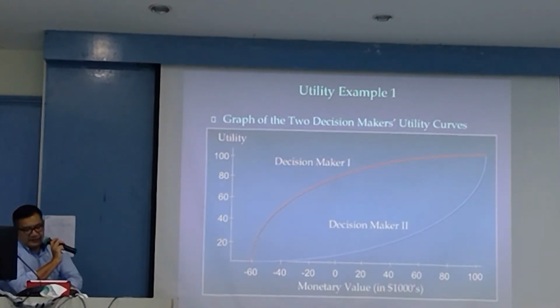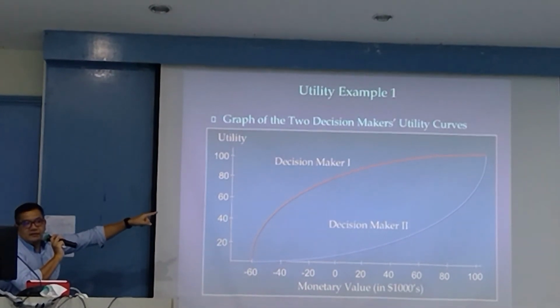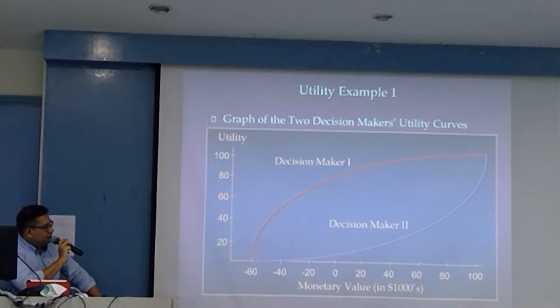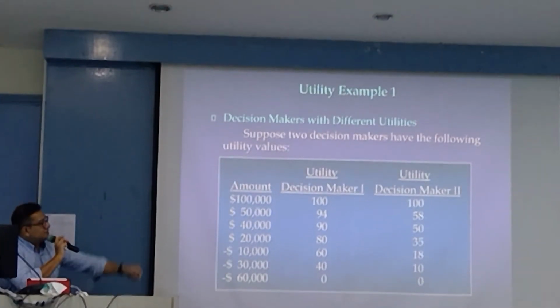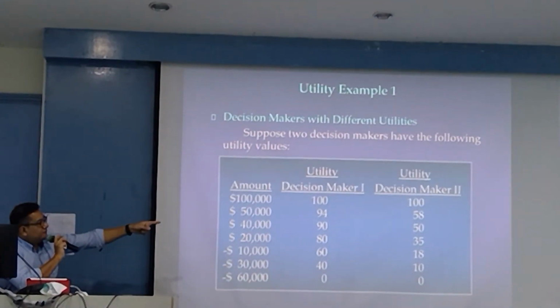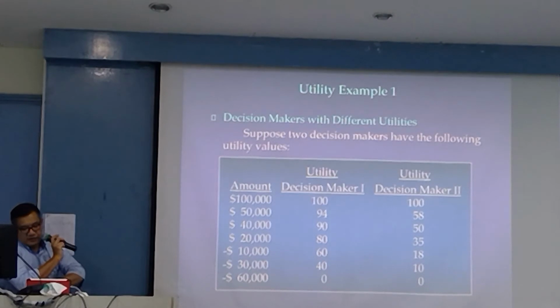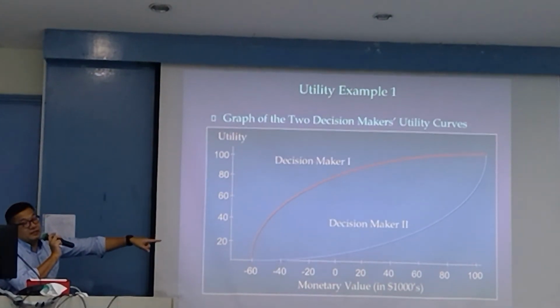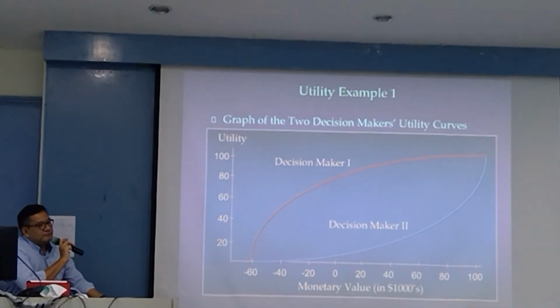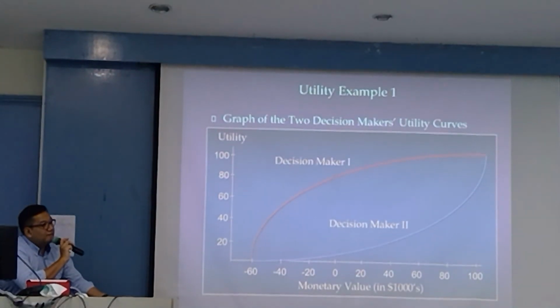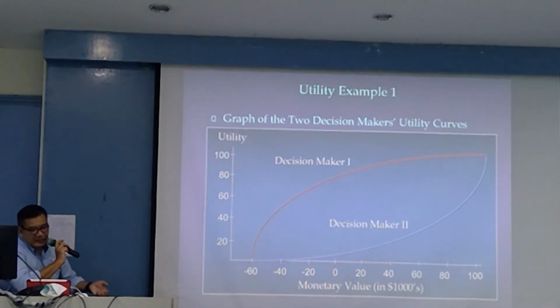If you try plotting the graph, you're going to see that the first decision maker is a risk avoider. With the same value of money, compared to the other decision maker, they gave a very high score. But for decision maker number 2, when you look at the graph, this is a risk seeker or risk lover. This kind of decision maker prefers a lot of payoff. They love to have risk and prefer a lot of return.